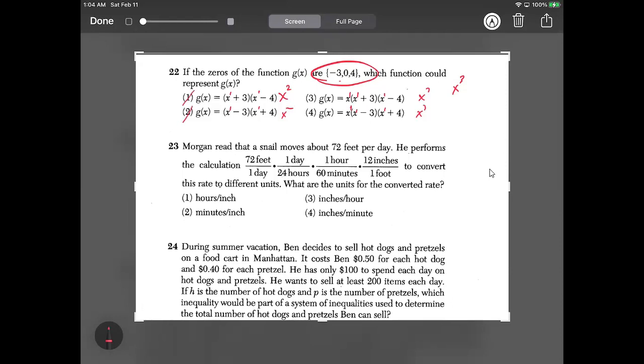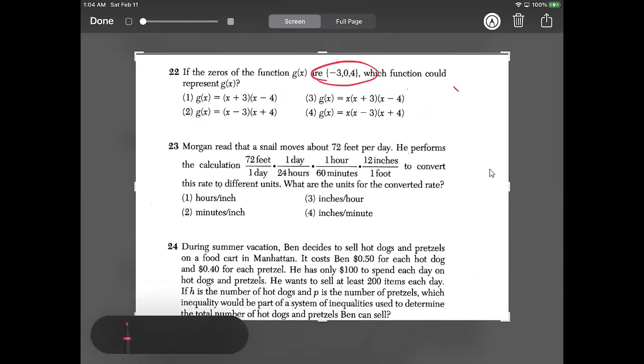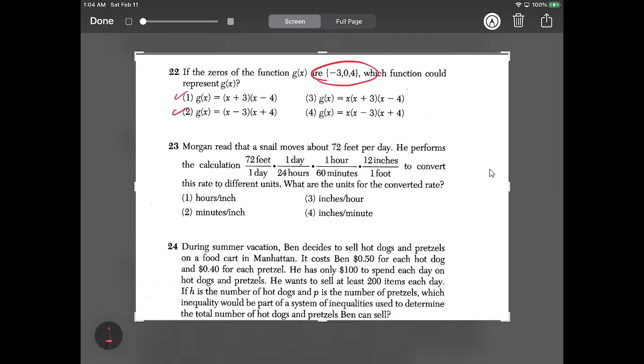But let's say you didn't know that. So let's go back and start like you didn't know any of that. But you do now. So I'm going to go back and get rid of that. What we're going to do is graph each one of these functions and see where the zeros are. The ones that have a zero at -3, 0, and 4, that's going to be our answer.